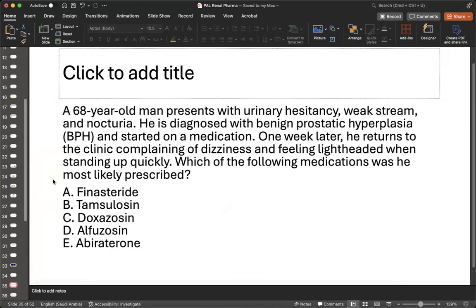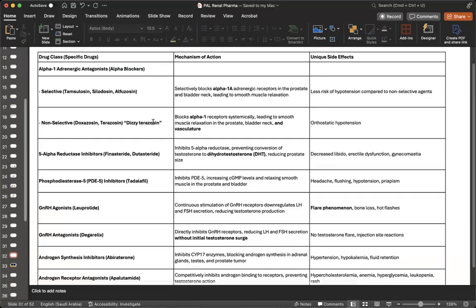Okay. So one week later, he's diagnosed with benign prostate hypertrophy and started on a medication. One week later, he returns to the clinic complaining of dizziness and feeling lightheaded. What does that mean? It means that he was given dizzy-terrazosin. Let's go back. He was given dizzy-terrazosin.